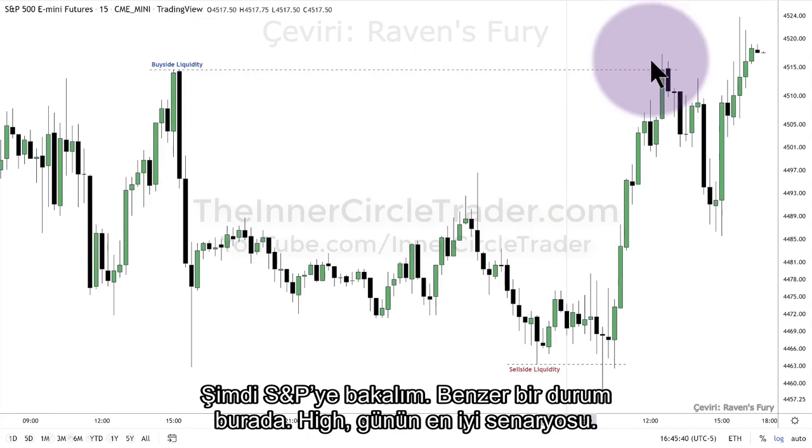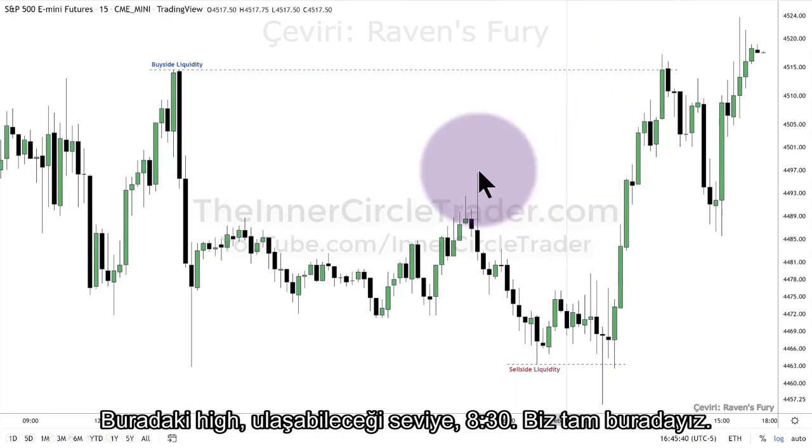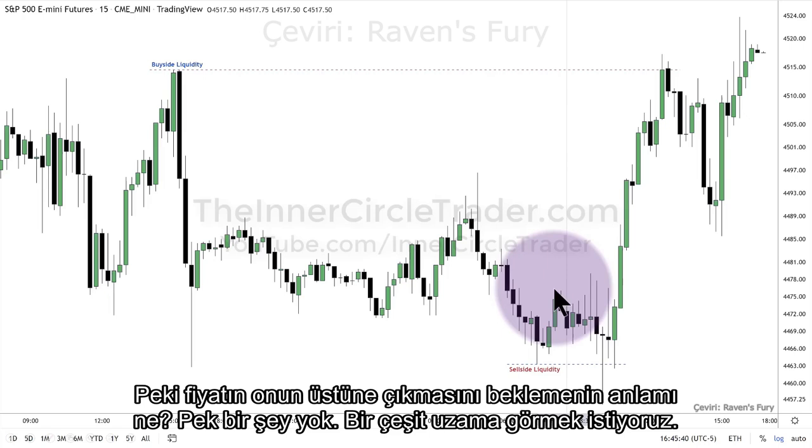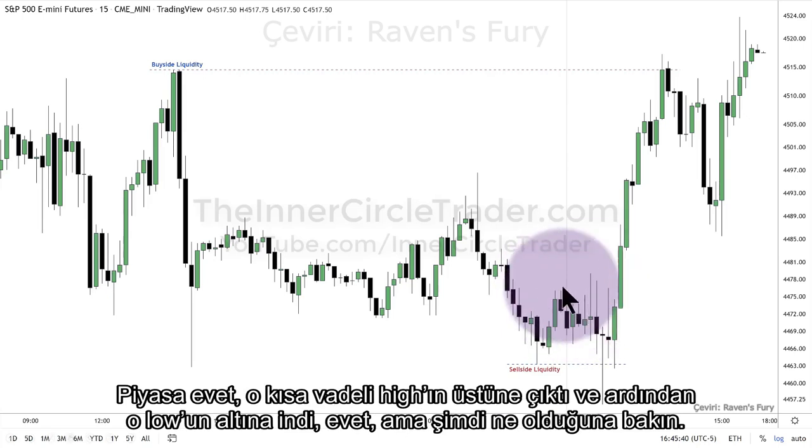High, that's the best case scenario for the day. This high here, that's where it could reach for, 830. We're right here. What's the point of expecting to go above that? Not much. We want to see some kind of a protraction. So the market, yes, it went above that short-term high and then went lower than that low, yes.